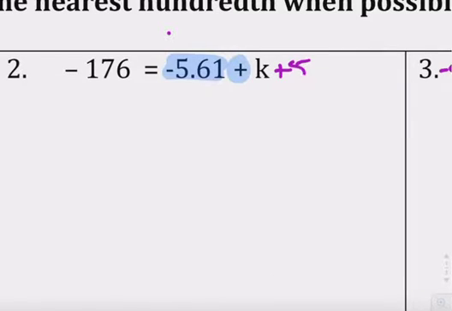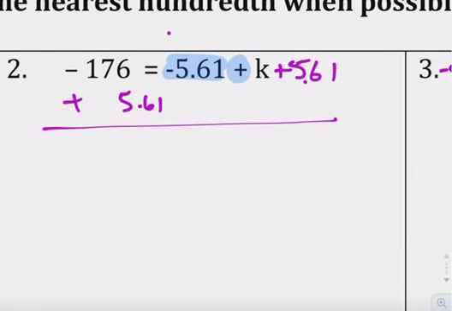Add 5.61. Use a calculator. This is 0. You have left K equals this letter K here. Use your calculator and you get your answer on what this is.